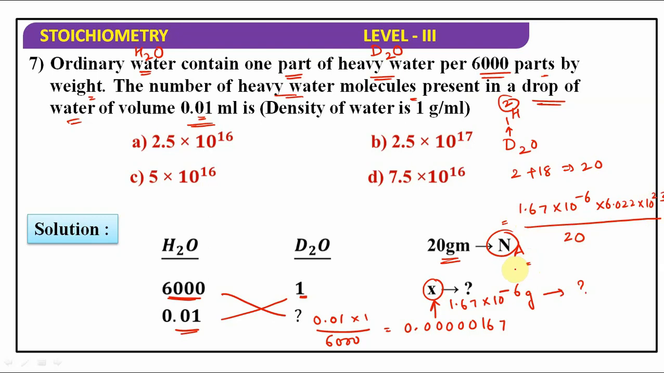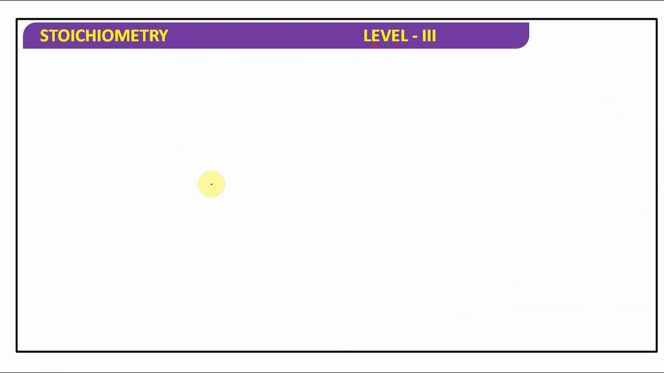Hope you understand the calculation. Is it clear for you? Once check it. If you have any doubts, you can post it in the live chat. Everyone, please check it. So if you solve it, you will get around 0.5 into 10 to the power of minus 6 plus 23. That gives you 17. Adjust the decimal, you will get 5 into 10 to the power of 16. Okay, this is the answer. These many heavy water molecules are present in a drop of water of volume 0.01 ml. So option C is the correct answer. Clear? Right.